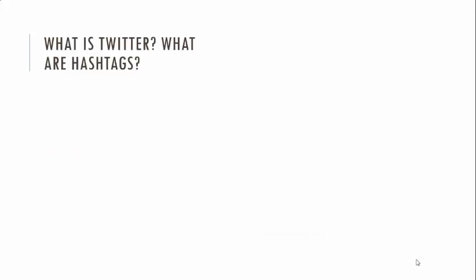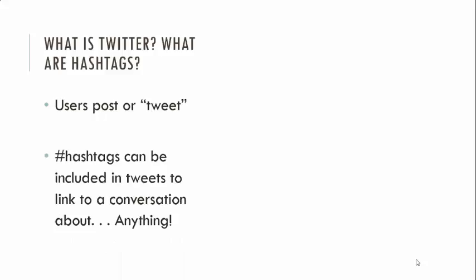First, let's discuss what Twitter is and how hashtags are used on it. Twitter is a social media platform where users can post or tweet 140-character thoughts or links. A hashtag is a symbol used in front of a phrase, word, or acronym that users will include in their post to link those posts to users talking about similar issues.